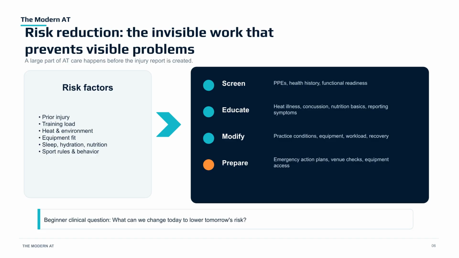Risk reduction is a critical, often invisible part of the AT role. Athletic trainers identify intrinsic factors like prior injury and sleep, and extrinsic factors like heat and equipment. The goal is to identify and modify risks to reduce the chance or severity of injury and illness.